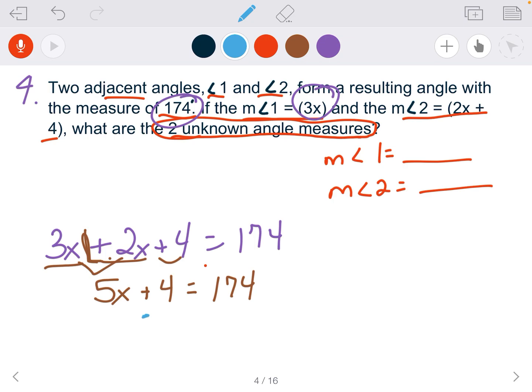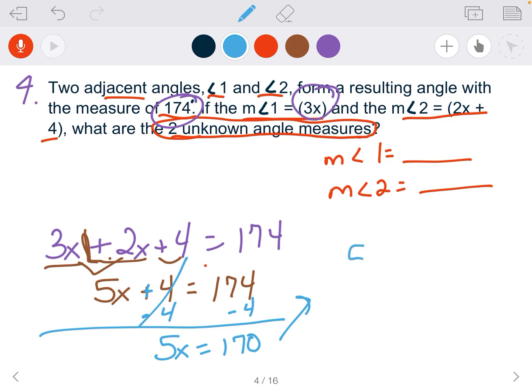Solving equations, a two-step equation again. I need to undo any addition or subtraction first. How do I undo a plus 4? I subtract 4 from both sides. So you would be solving this on your paper. Please don't do it in your head. So I'm left with 5x over here, and then this would be 170. I'm almost done. I'm going to put it up here so I have more room.